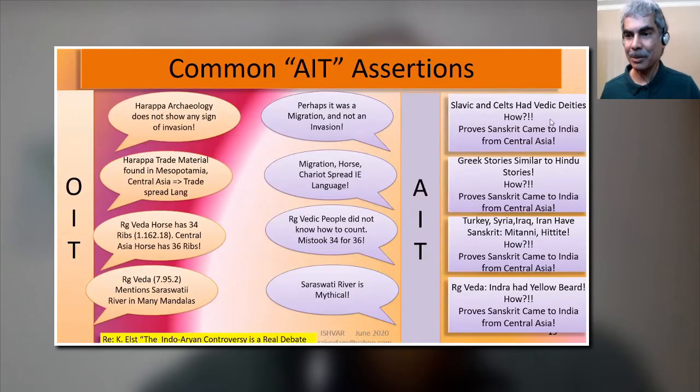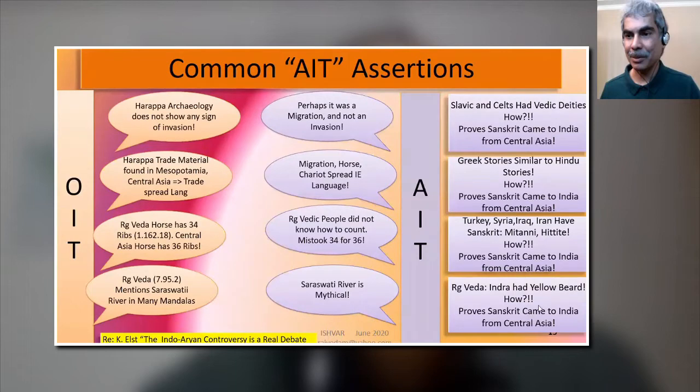And similarly, these are the common things that you see. People say Slavs and Celts had Vedic deities. How? That means Sanskrit came from Central Asia. They say Greek stories are similar to Hindu stories. How? That means Sanskrit came from Central Asia, which is common to both these cultures. They say Turkey, Syria, Iraq, Iran have Sanskrit names, Mitanni, Hittites. How? It proves that Sanskrit came to India from Central Asia. In the Rig Veda, they say Indra had a yellow beard. How is it possible?